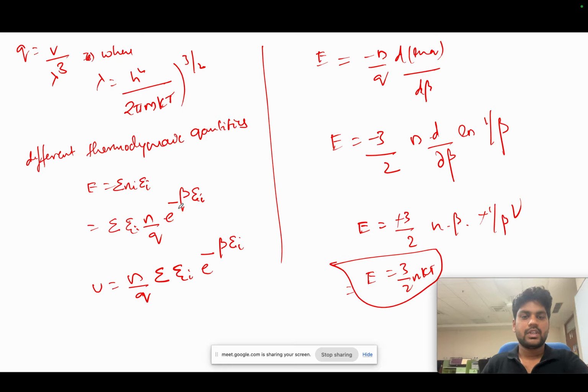For this derivation, you can get it in the SAR notes also. If you are not understanding the derivation, just mail me. In the next class, I will explain it clearly.